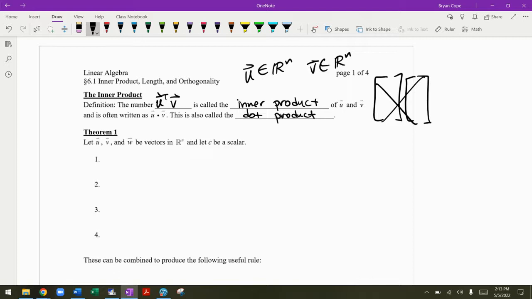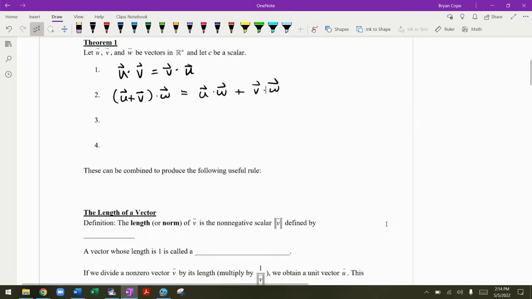Here are the properties. U, V, and W are vectors, and C is a scalar. The first one is that dot products are commutative. Learned that a long time ago. The next one is that the sum of vectors dotted with another one is the dot product of the first vector and the dot product of the second vector. Distributive. Yep, the dot product is distributive.